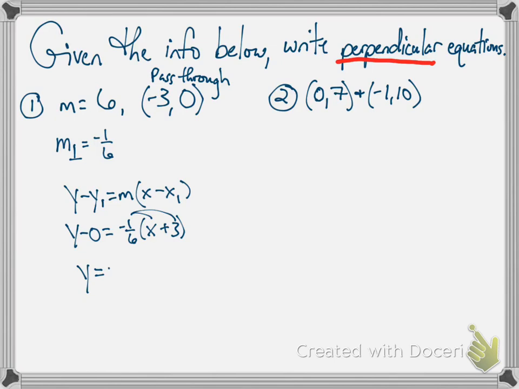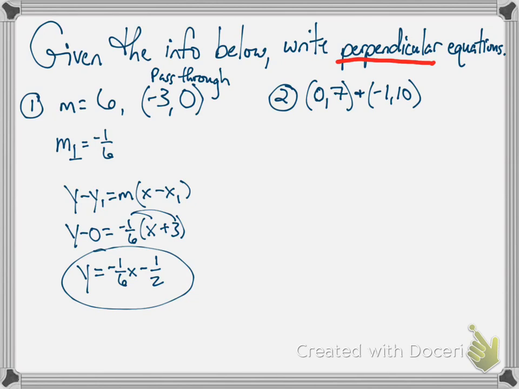Distribute the negative 1/6. I get negative 1 over 6x. Minus negative 1/6 times 3 would be negative 3 over 6. That reduces to negative 1/2. Since this is only slope-intercept form, I don't care, again, that I have fractions all over the place. We can leave that be. This is not being written in standard form, so I can just leave this alone, and there's my final answer.